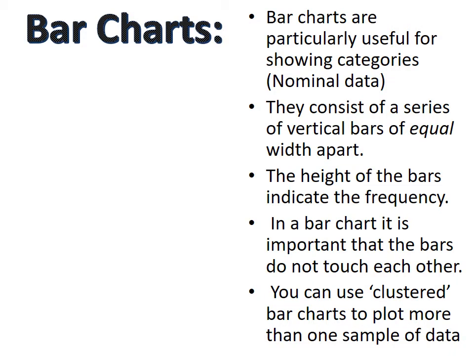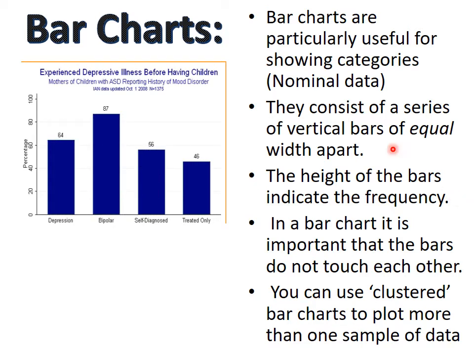Okay, so there are 4 main types of graph that you need to know, and 2 of which you might need to draw. One of the ones that you might need to draw itself is a bar chart. Bar chart's pretty self-explanatory. Come on, it's probably the first graph every single one of you drew. Bar charts, you see, here's an example. Oh, look at the detail in the title there. Experienced depressive illness before having children, with information about the sample.